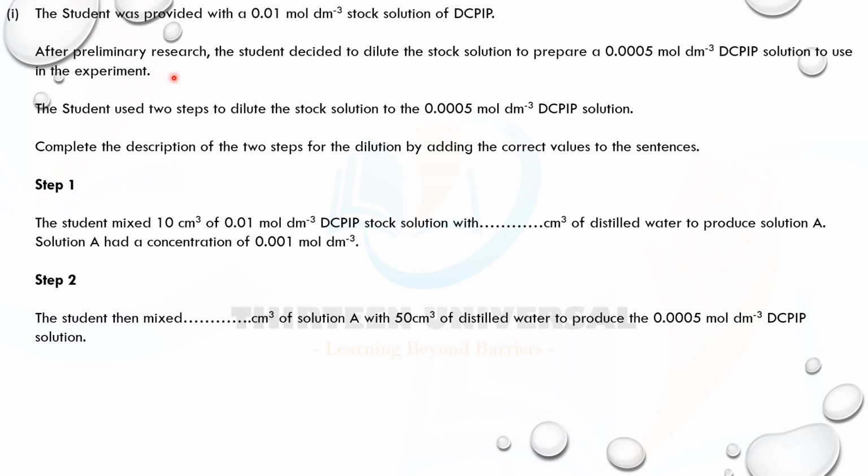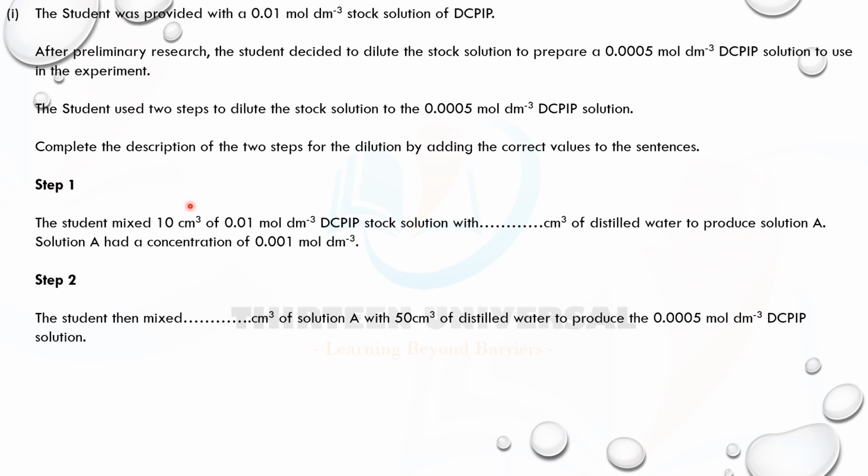That's a lot, guys. The student was provided with 0.01 mole per dm cube of stock solution of DCPIP. DCPIP is a redox dye. After preliminary research, the student decided to dilute the stock solution to prepare 0.005 mole per dm cube of solution to use in the experiment. You needed to dilute it, so you're going to add water to that. The student used 2 steps to dilute the stock solution to 0.005 mole per dm cube DCPIP solution.